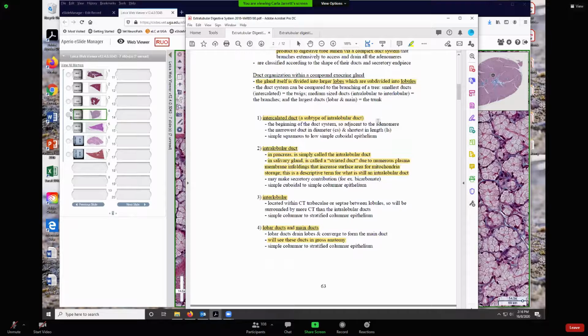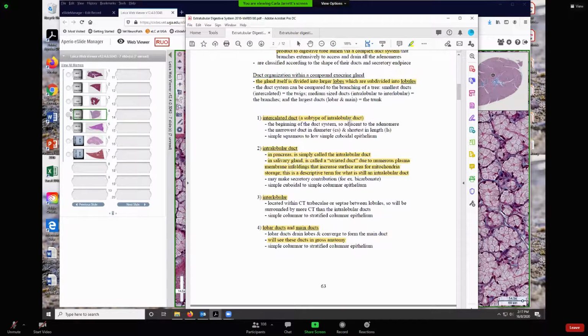Okay, so we're looking at compound glands today, and that means their ducts branch. These ducts have names as they start out as very small ducts with a very small diameter to their lumen, and they converge together and form larger ducts. They have a sequence of names that we use for these ducts. The smallest beginning of the duct is an intercalated duct, and that is a subtype of an intralobular duct.